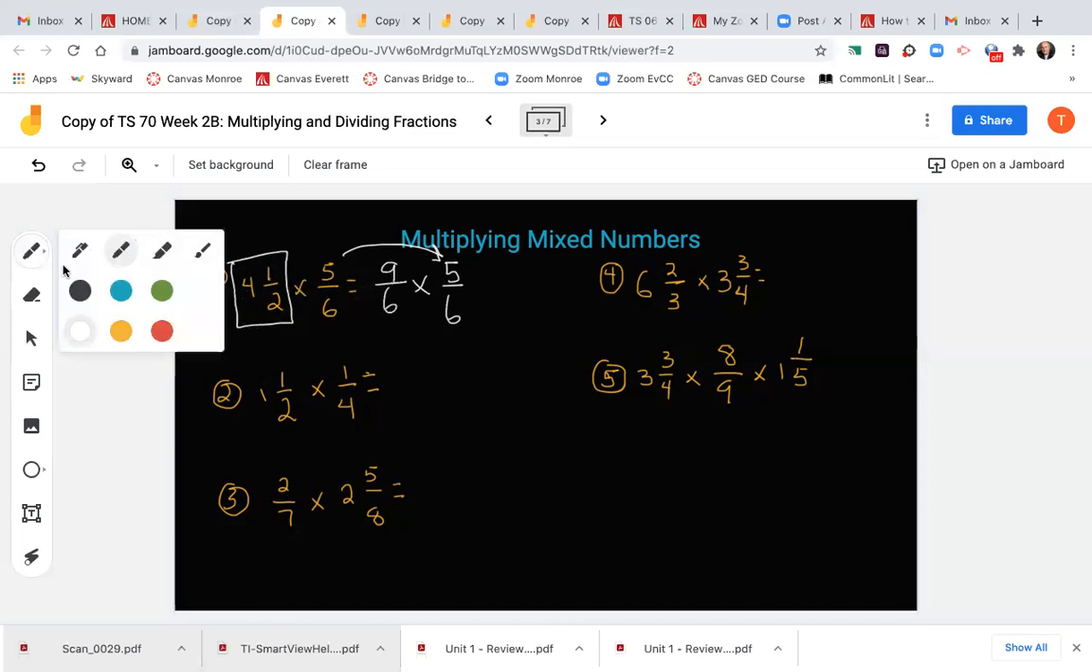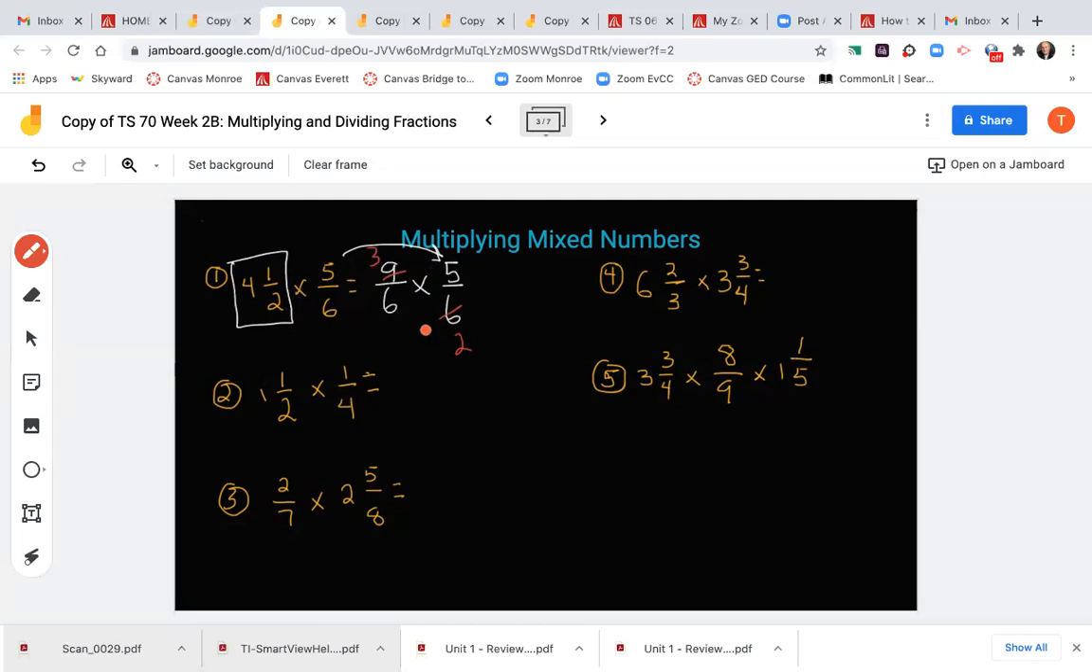From there, it becomes easier to do because now I can cross cancel these. 3 goes into 6 twice. 3 goes into 9 3 times. And I don't think I can cross cancel anything else. Yeah, actually, technically I could. Do you guys see where? Okay, hopefully maybe somebody sees it.